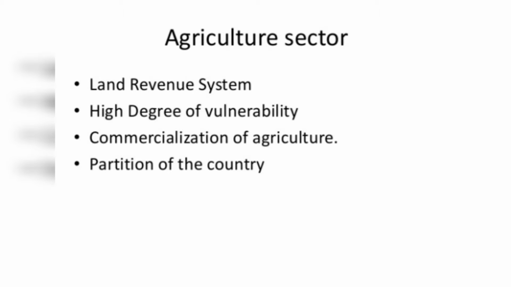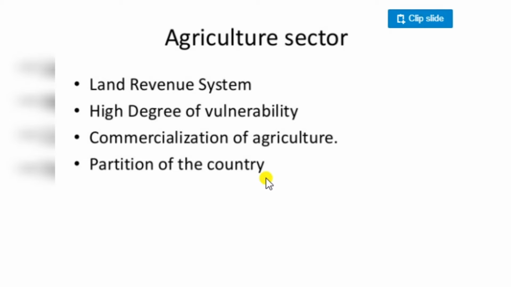Now, as India had a large amount of population engaged in the agriculture sector, we can also say that the agriculture sector was the backbone of the economy at that time period. But what happened at that time is that there were some land revenue systems, a high degree of vulnerability, commercialization of the agriculture sector, and partition of the country, which somehow affected the agriculture sector and brought it to a stagnation point.